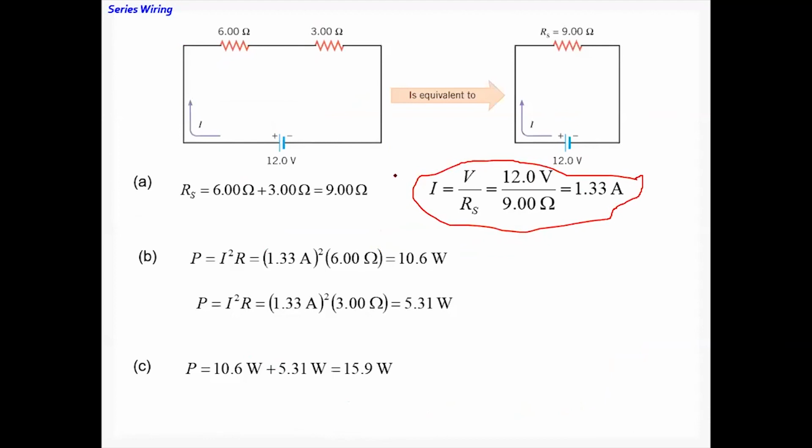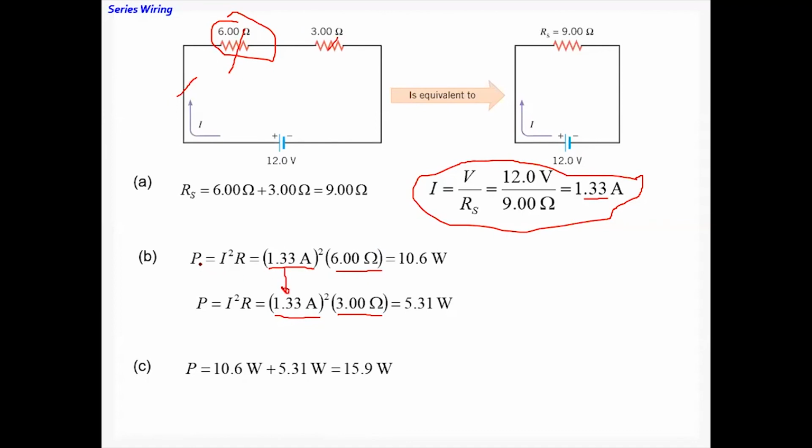Then you can use the formula for power, I squared R, right? So I squared meaning 1.33 squared. For the first resistor, what is the R? 6. And for the second resistor, your R is 3. And I is the same, right? Because it's a series. The same current passes through here, here, and here. Everywhere, the current is the same. That's why 1.33, 1.33. So it doesn't change.